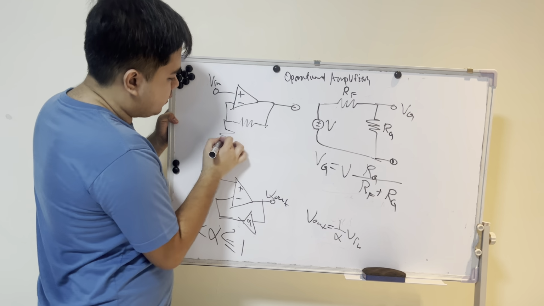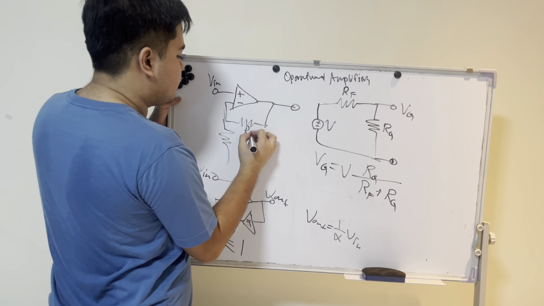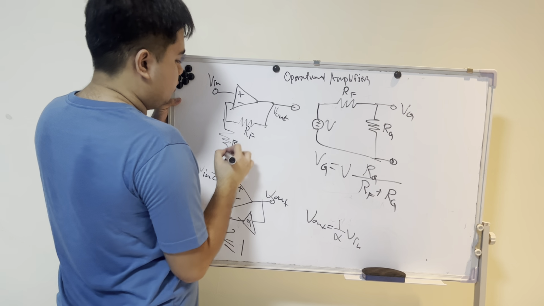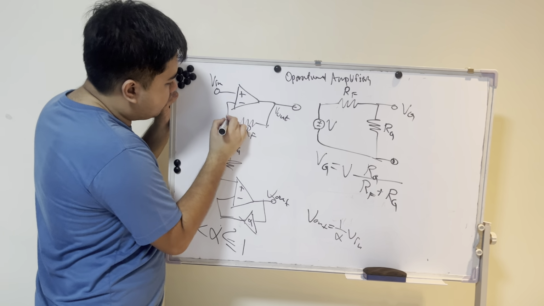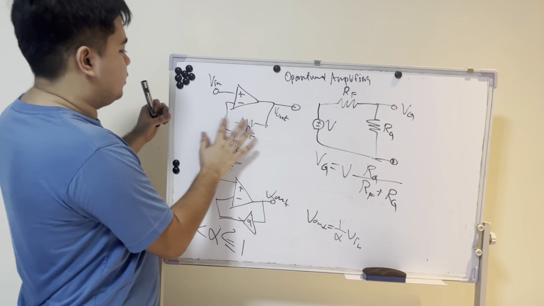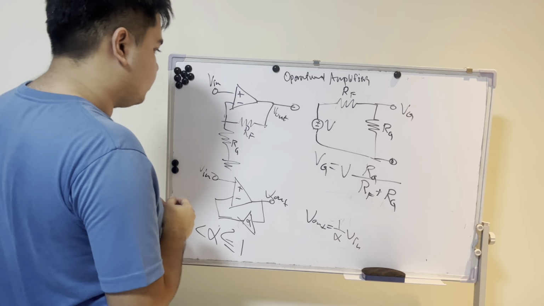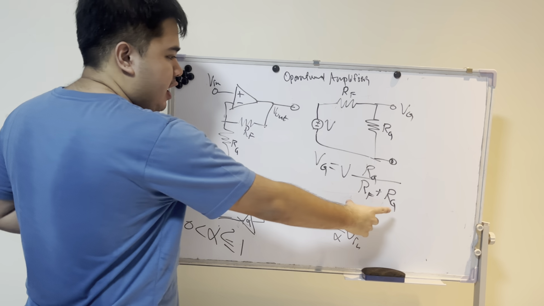There we go. Let's do this as RF, this is RG. The voltage here is voltage out, and there's ground here. In here, this one. Alright, so we know the attenuation factor, which is RG over RF plus RG.